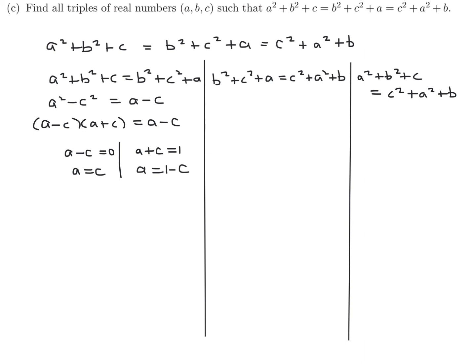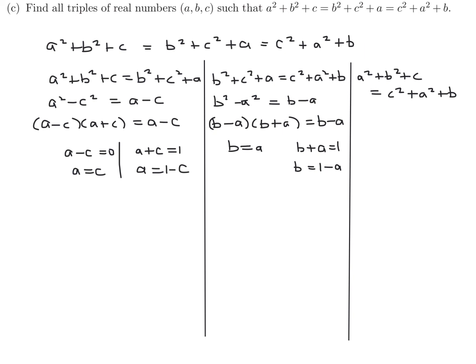Next finding, very similar, I guess. It would be b squared minus a squared, and this would be b minus a. And again, it would factor in a very similar way: b minus a, b plus a is equal to b minus a. So this would mean either that b is equal to a, or that b plus a is equal to 1, meaning b is equal to 1 minus a.